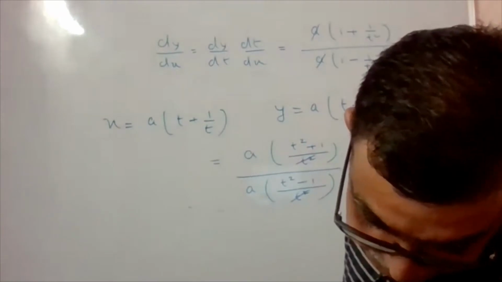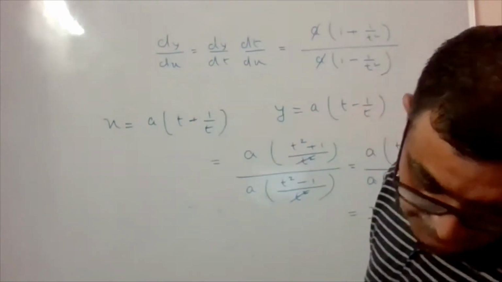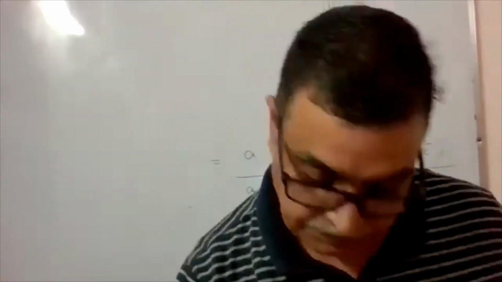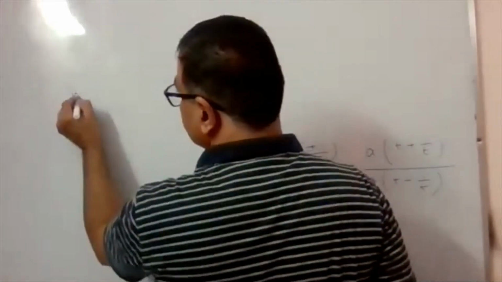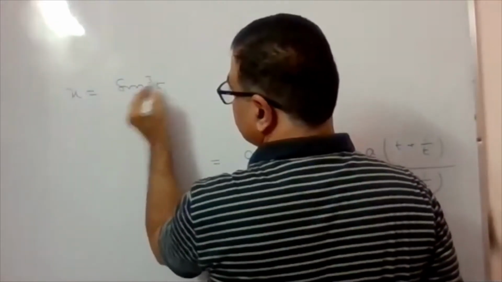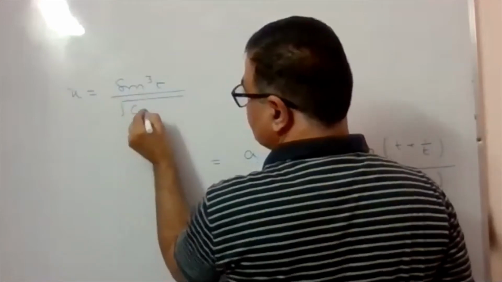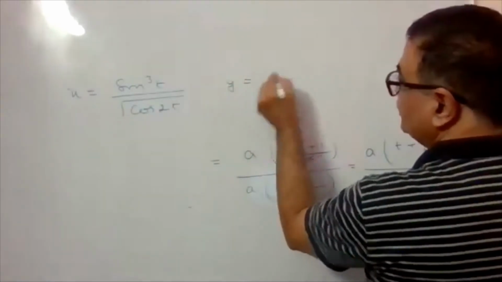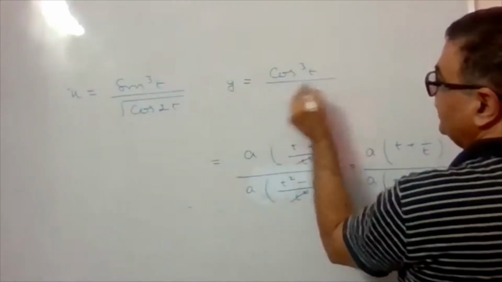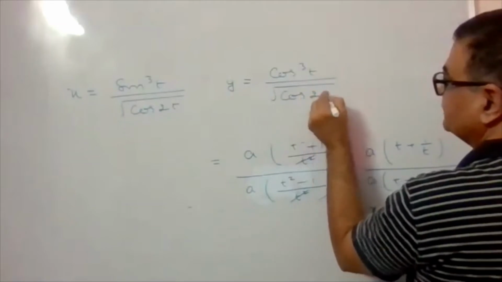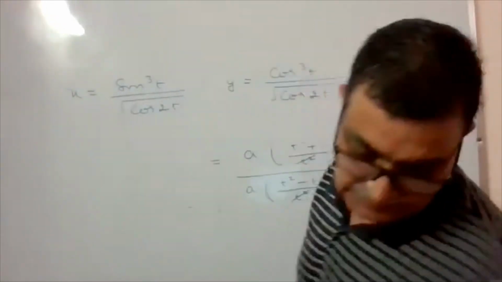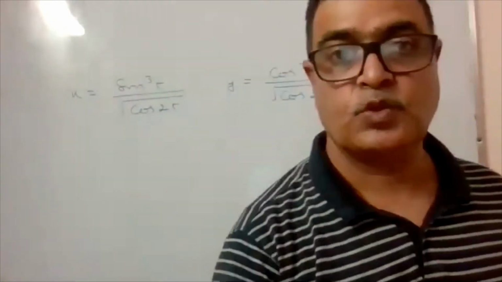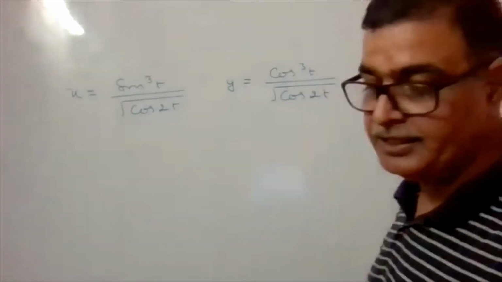Next question please. X is equal to sine cube t by under root cos 2t. This is an NCERT problem we have. Y is equal to cos cube t by under root of cos 2t. My question is, find dy by dx. Question is, find dy by dx.